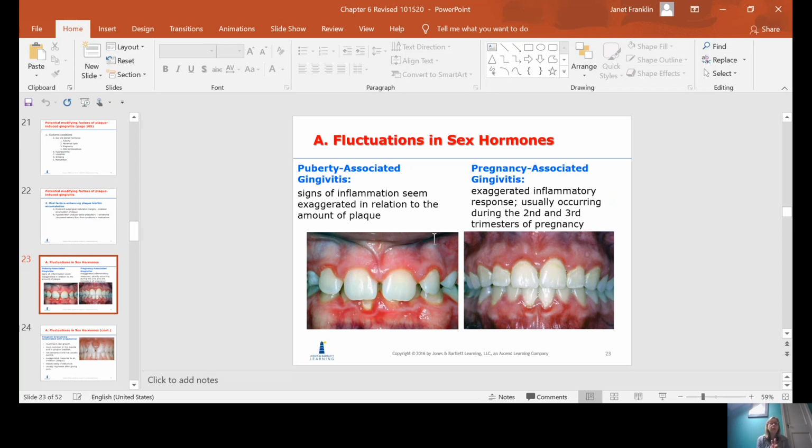They can do the same oral hygiene procedures that they always did. Like maybe they've never flossed more than twice a week, and they've always been able to keep good, healthy gingival tissues flossing twice a week. Only now they're flossing twice a week, but they have gingivitis because their body during the pregnancy has an exaggerated response to the same amount of plaque.